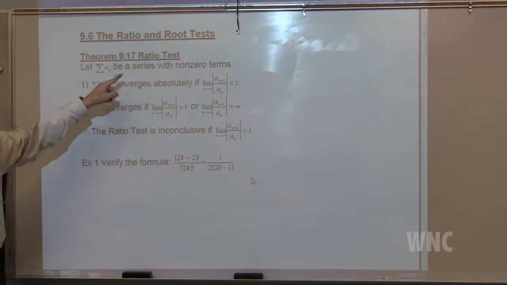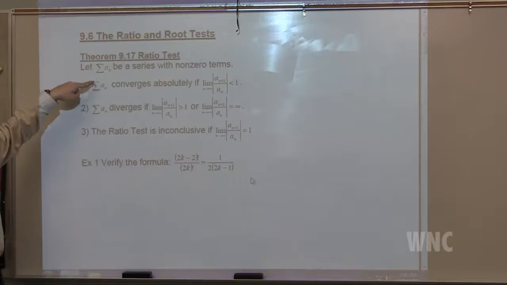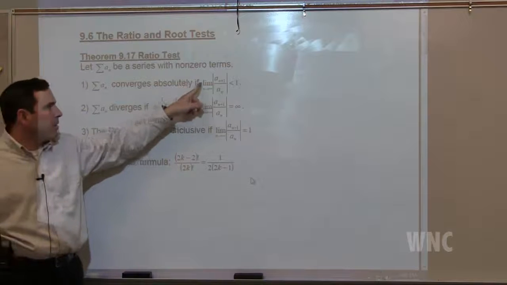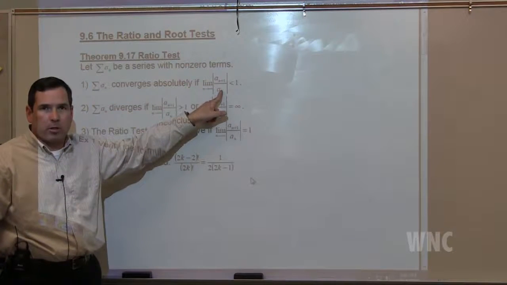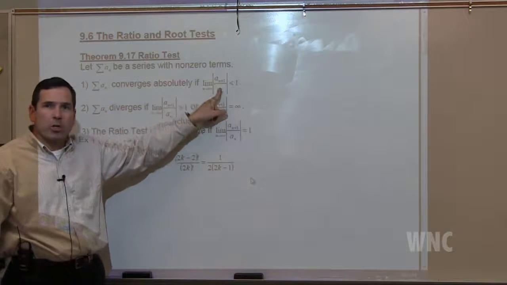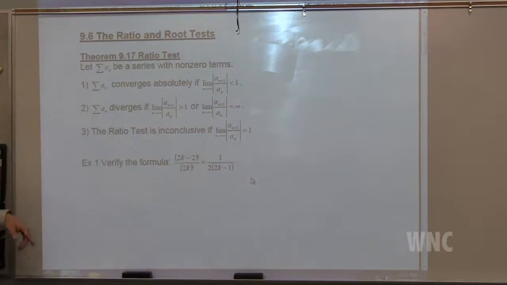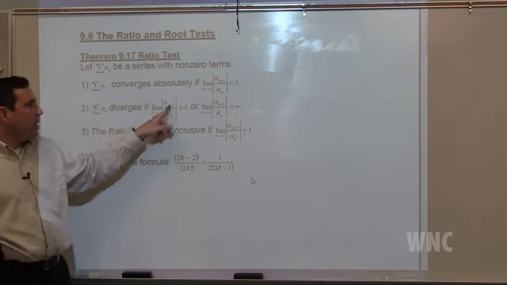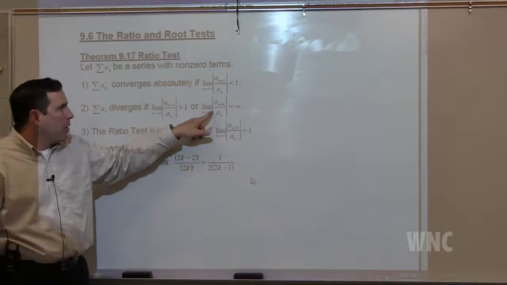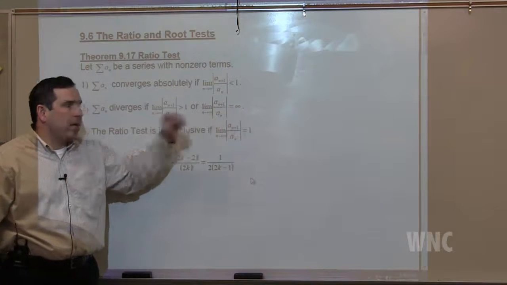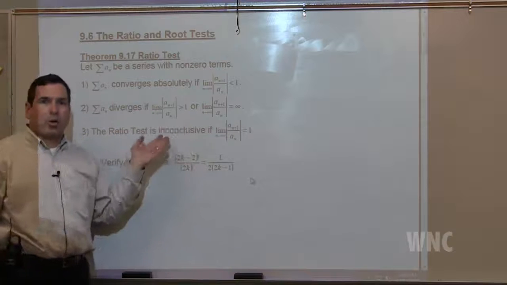Let the sum a sub n be a series with non-zero terms. Sum a sub n converges absolutely if the limit of the next term over the previous term, or I should say the next over the current term, is less than 1. If that limit's less than 1, it will converge absolutely. If, however, the limit of the next term over the current term is greater than 1, or if the limit is infinity, it will diverge. If it's equal to 1, inconclusive, try a different test.